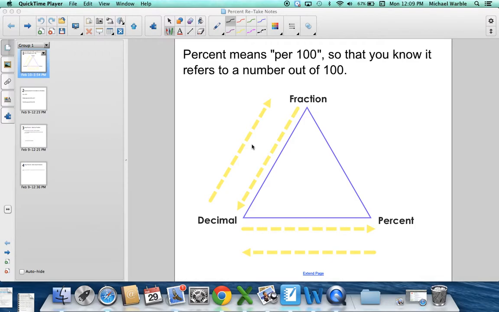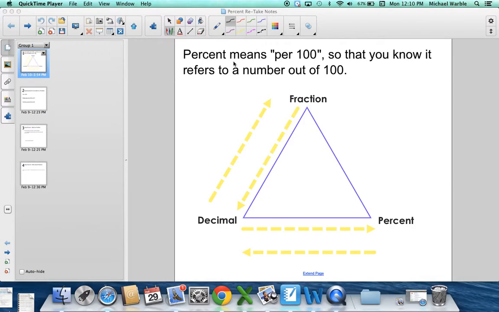Finding percent of a number. So we're going to look at how to find a percent using percent tables, how to turn a fraction into a percent and into a decimal. I think this triangle theory really helps us understand how to make these numbers into percents.